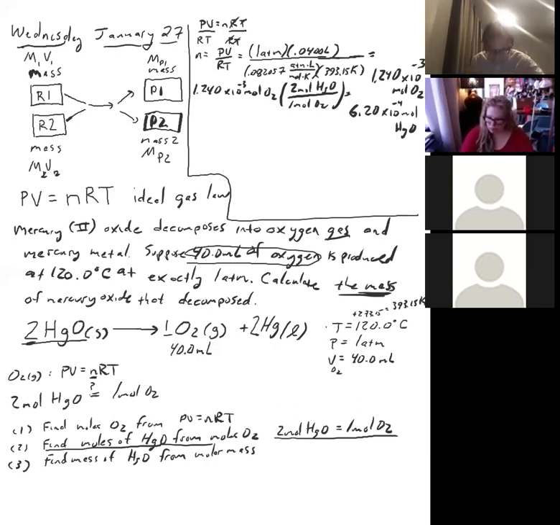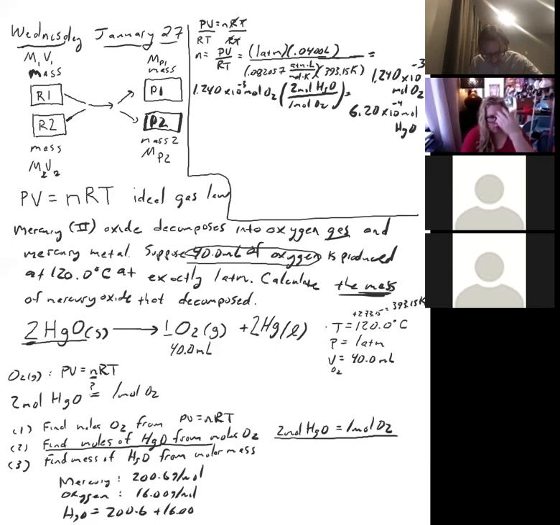Now, mercury is 200.6 grams per mole. Oxygen is 16 grams per mole. So if you add them together, you get 200.6 plus 16. So you get 216.6. So that's the number we can use there.